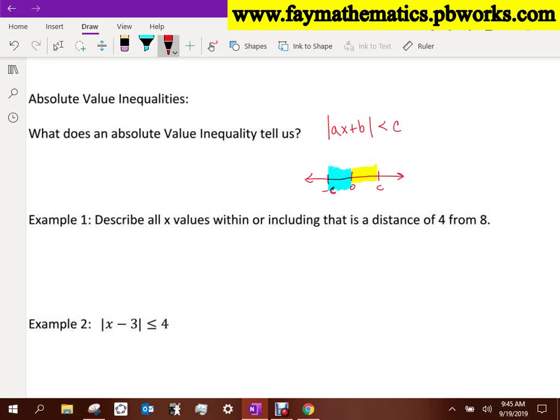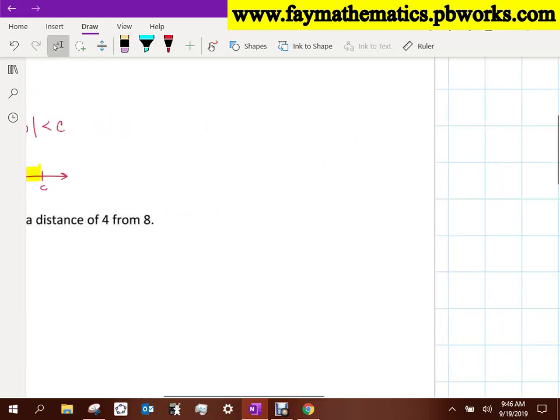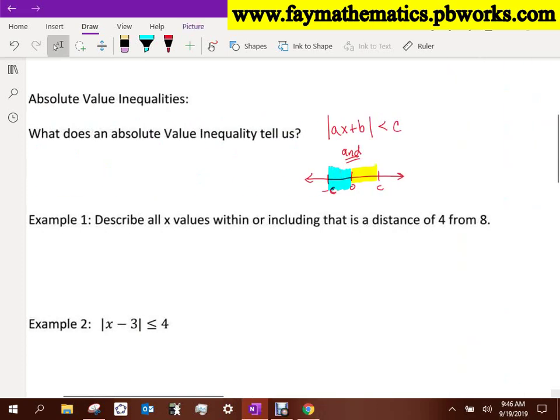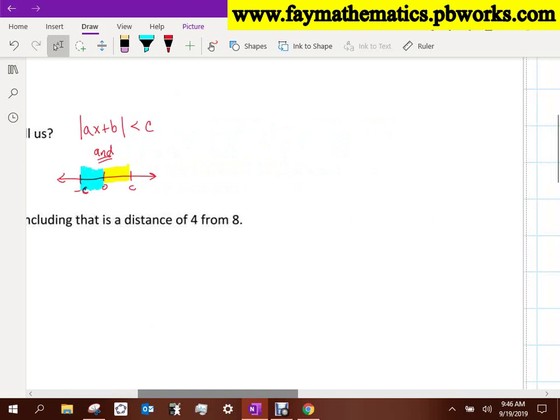Between. Those two sets of solutions, the blue and the yellow, are between negative C and C, right? So if they're between negative C and C, that's an and statement, is it not? Okay. So this is an and statement. And I'll give you some rules here in a little bit on how we generate the actual algebra for us to solve.